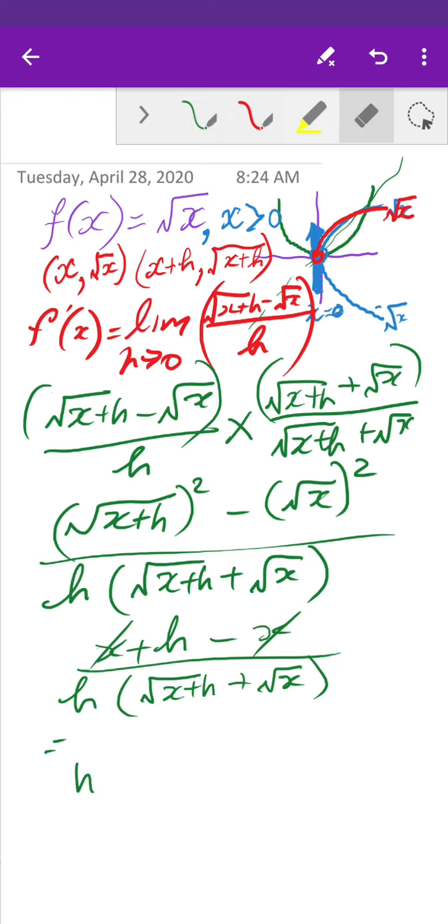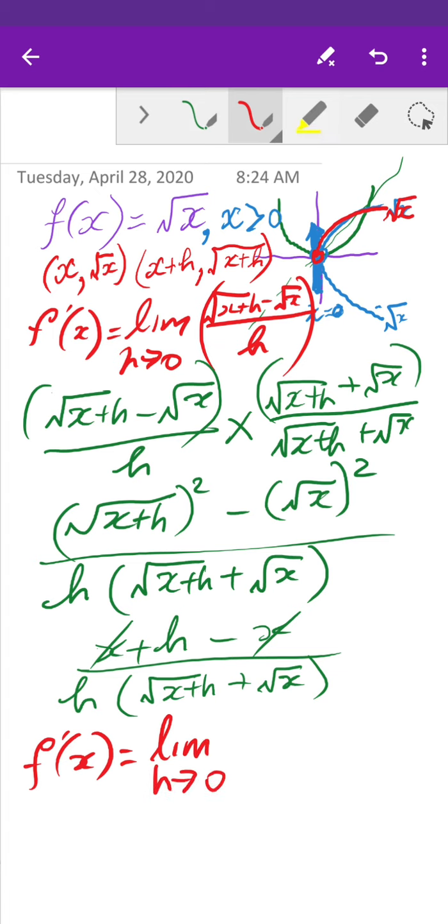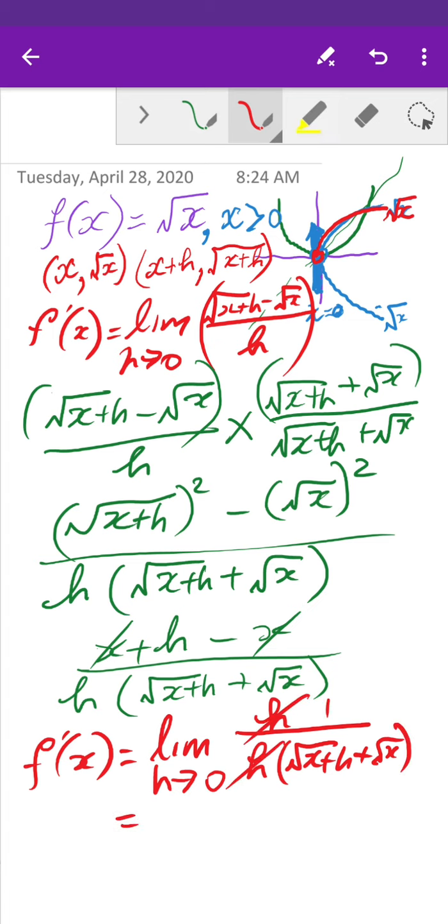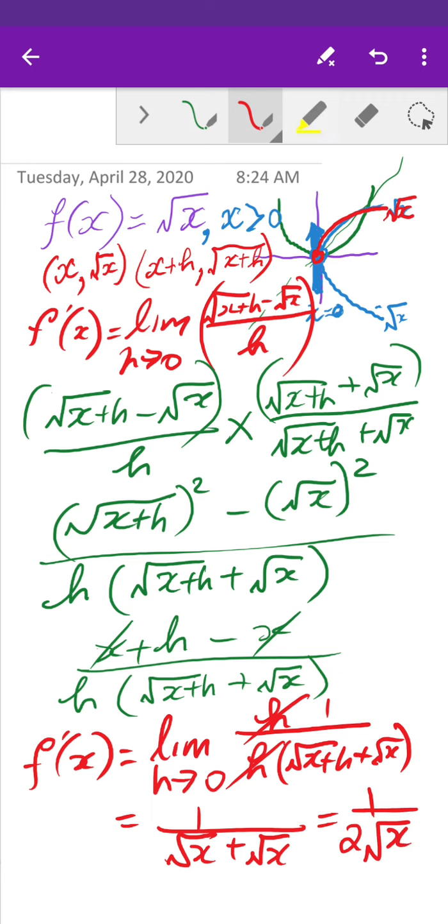Let's now just bring back the rule which says the derivative equals the limit as h approaches 0 of h over h times the square root of x plus h plus the square root of x. The h's cancel, and now we can substitute 0, and therefore the derivative would equal 1 over the square root of x plus 0, which is the square root of x, plus the square root of x. So that would equal 1 over 2 root x. And so there's the derivative of the function. The function of x is the square root of x, and the derivative by first principles.